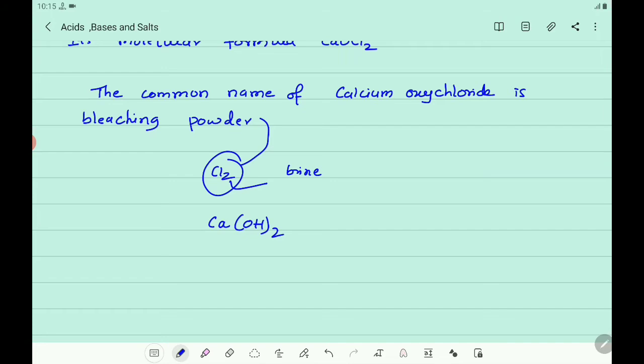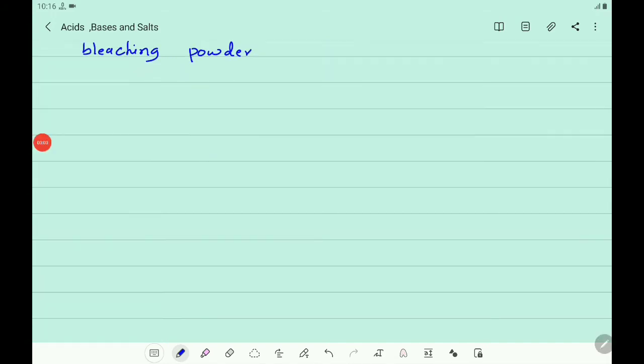The chlorine gas is used to produce calcium oxychloride. And how is it produced? It is produced by the action of chlorine on dry slacked lime, that is calcium hydroxide. So you write the preparation of bleaching powder.